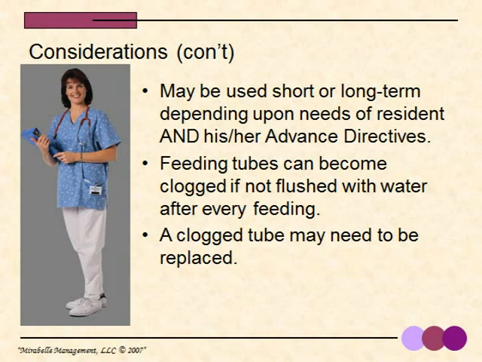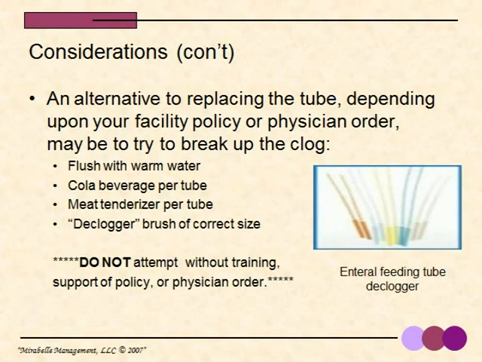Feeding tubes can become clogged if not flushed with water after every feeding. The physician will determine the amount of water to be flushed depending upon the client's needs. A clogged tube may simply need to be replaced. An alternative to replacing the tube, depending upon your facility policy or physician order, may be to try to break up the clog, sometimes flushing with warm water, or putting a cola beverage into the tube. A meat tenderizer can break up a clog. And then there is a declogger brush, and using the right size, that is inserted into the tube to try to break up the clog.